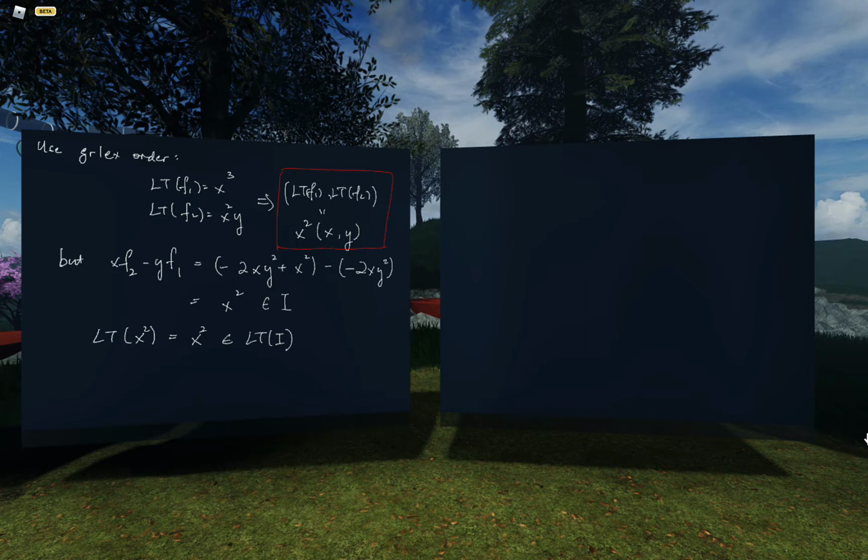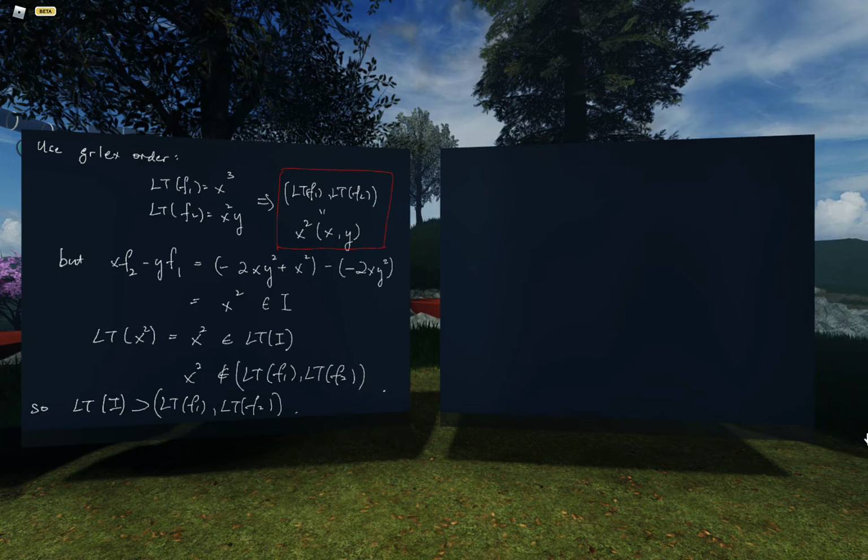So x squared is in there, and x squared is not in the ideal generated by LT F1 and LT F2. So this is a counterexample that shows that LT I is bigger than the ideal generated by LT F1 and LT F2. So equality is not always true for LT I and LT of any old basis.